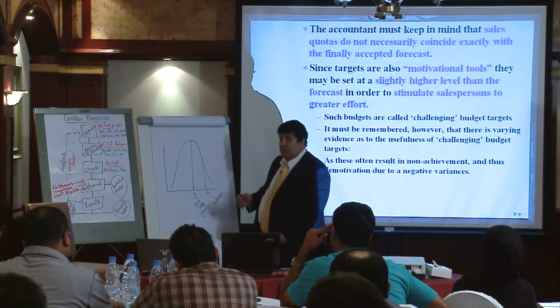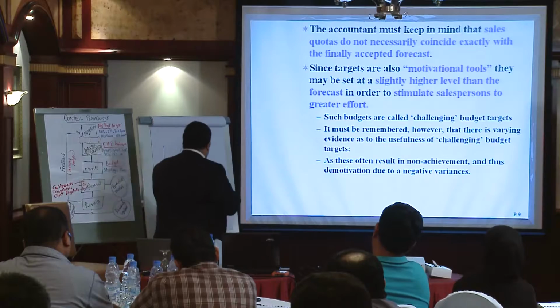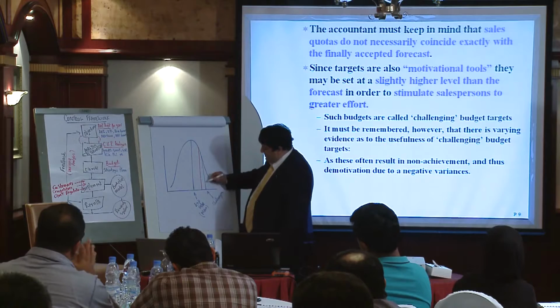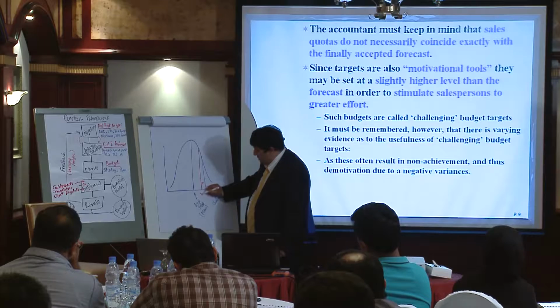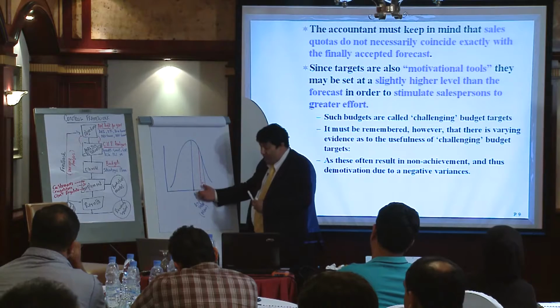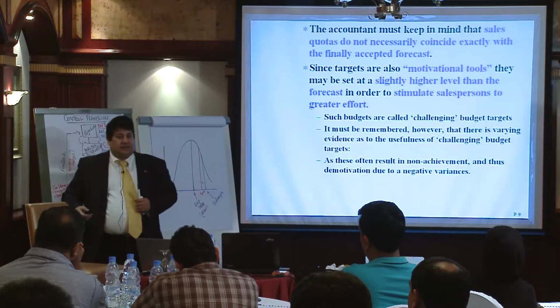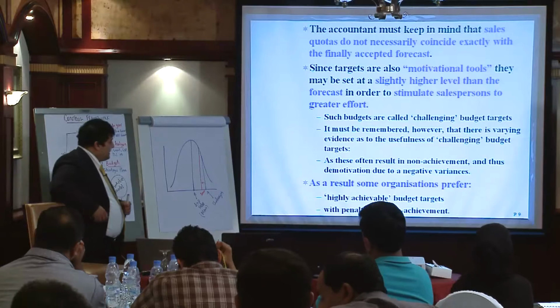Now it is quite likely that the actual result is going to be less than the challenging budget target. So the salesman may only achieve this amount. Doesn't matter, even though the variance is negative, they will still get a bonus or a commission because the actual number was here. Okay, so it is supposed to motivate them to try harder. But even if they fall short, they still get their commissions and bonuses. Okay, that's one method. But the problem is, people don't like to see negative variances against their KPIs all the time. So because of that, another method has been suggested, that is highly achievable budget targets with penalties for non-achievement.